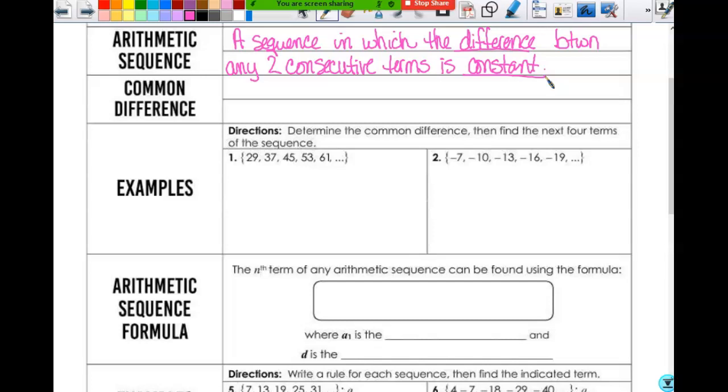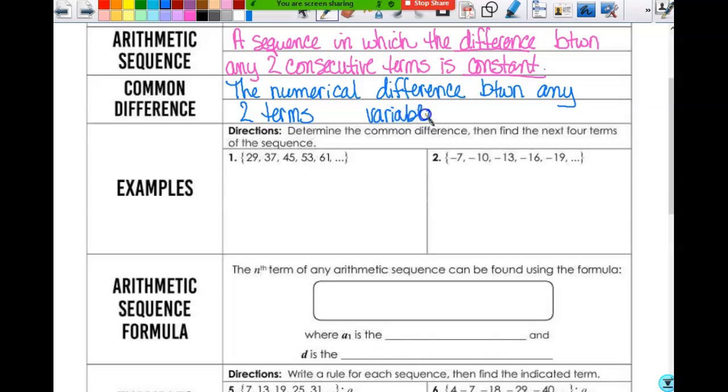That common difference is the numerical difference between any two terms. And the variable is d. So d stands for difference. That's our common difference. If we're adding 3 every time, then your common difference is 3. It's that easy. So when we look at these instructions, it says determine the common difference, and then find the next 4 terms.